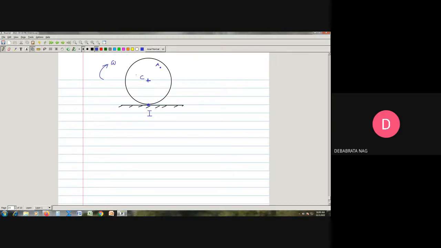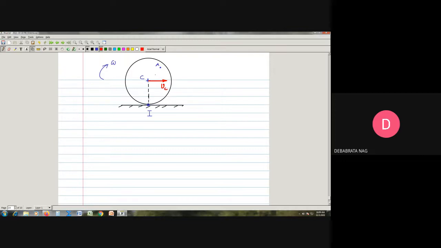So what I can do is simple, I can just join these 2 points C and I. Since your omega is being given in the clockwise direction, it is pretty obvious that the velocity of point C will be in this direction. So this is going to be my velocity of point C. We can write it as VC.